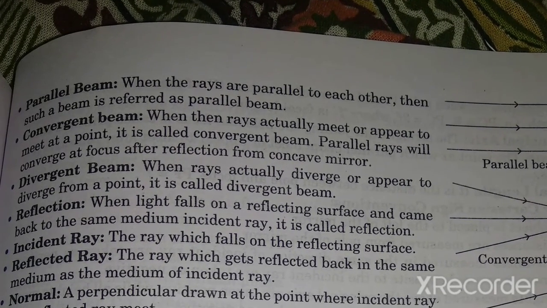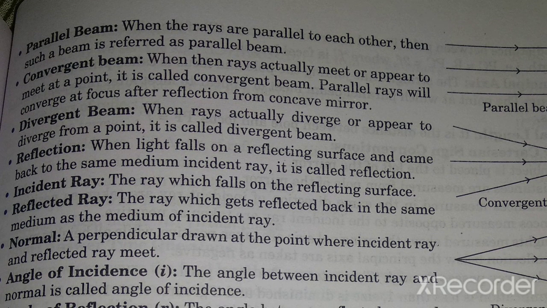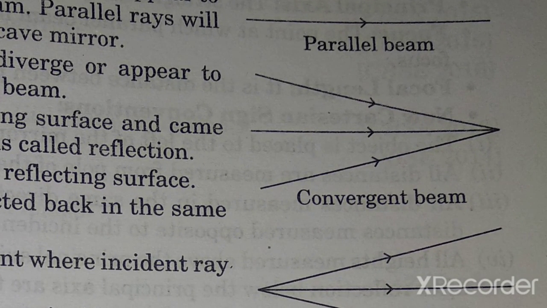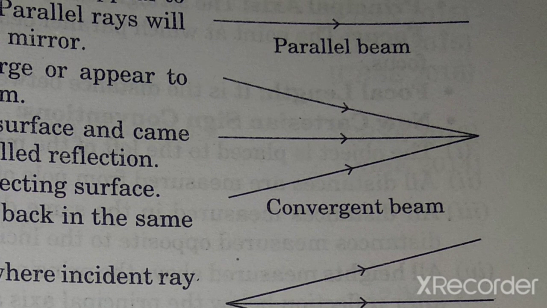Okay, I have told you that light consists of photons. Now again, convergent beam. The word convergent means converge, meeting at a single point, coming from various directions and meeting at a single point. So convergent beam means when the rays actually meet or appear to meet at a point, it is called a convergent beam. You can see the diagram over here. There are three incident rays. We can name them 1, 2 and 3, and these three rays are actually meeting at a point. You can see the point where they are meeting, and you can see the arrows. They are coming from the same direction and they are meeting at a single point. That is why this beam of light is known as a convergent beam.